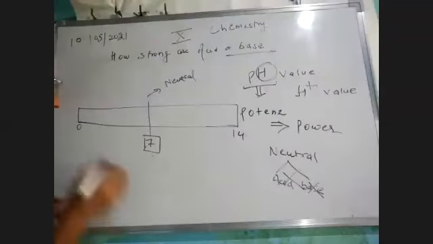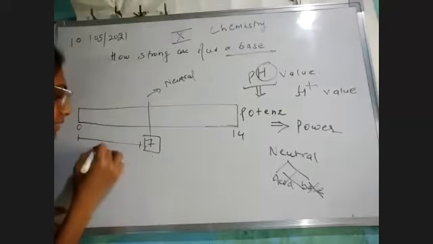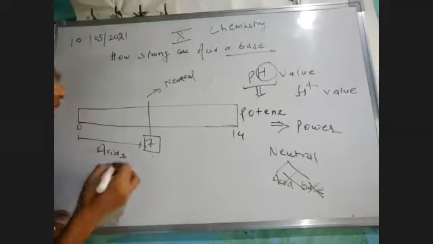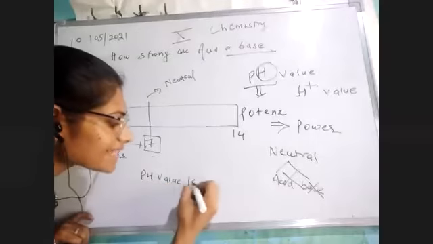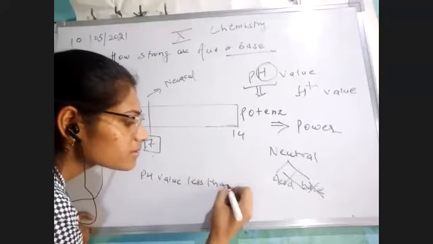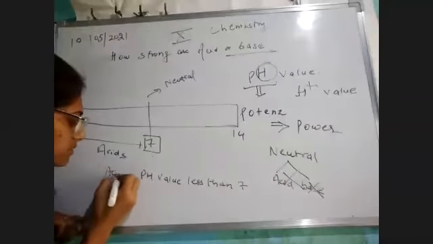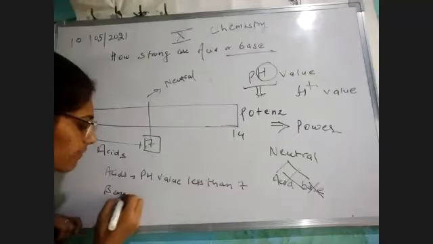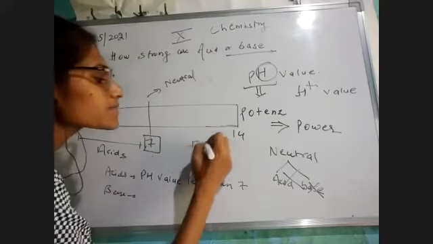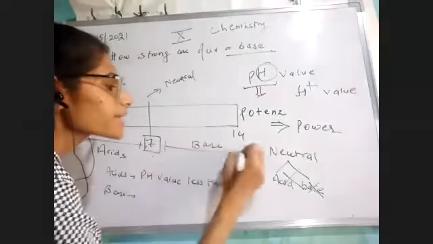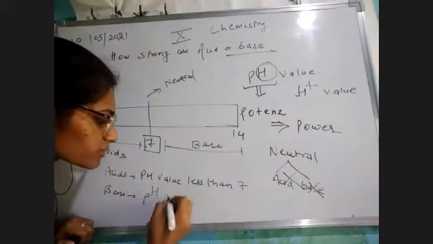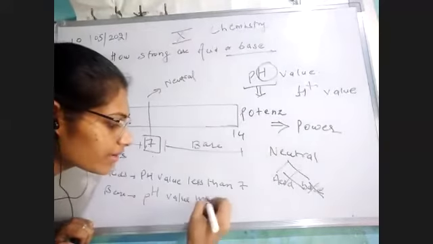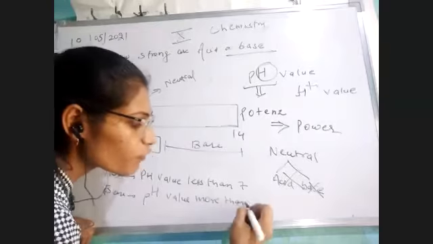And the acids which are from 0 to 7, these are acids which have pH value less than 7, these are our acids. And if I'm talking about base, these are the bases which have the pH value between 7 to 14. This is our pH value more than 7 up to 14.